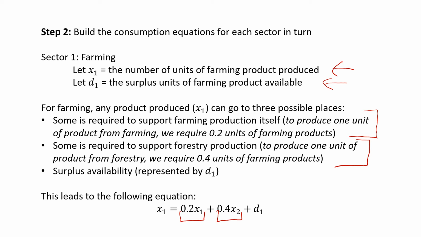So now we have our equation. The total amount of farming products produced is the amount consumed by farming, the amount consumed by the forestry industry, and the surplus. That covers off all of the farming sector.